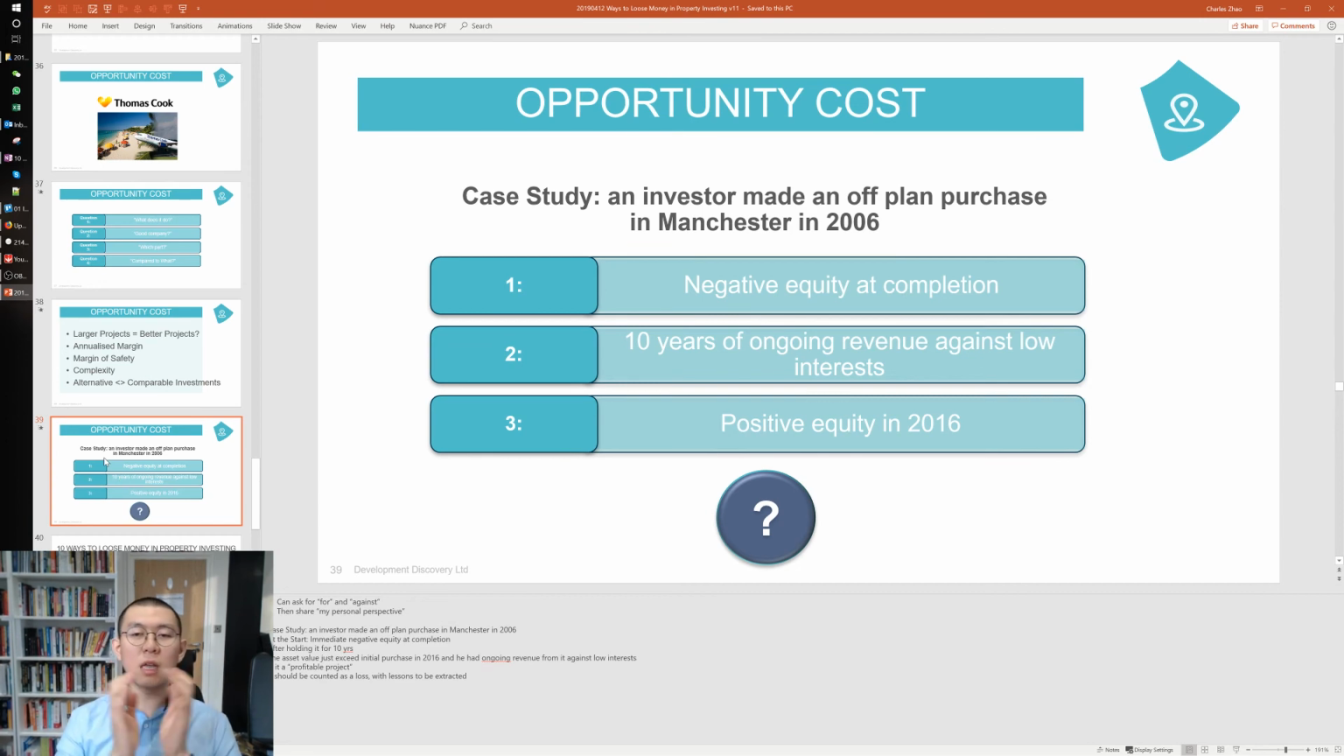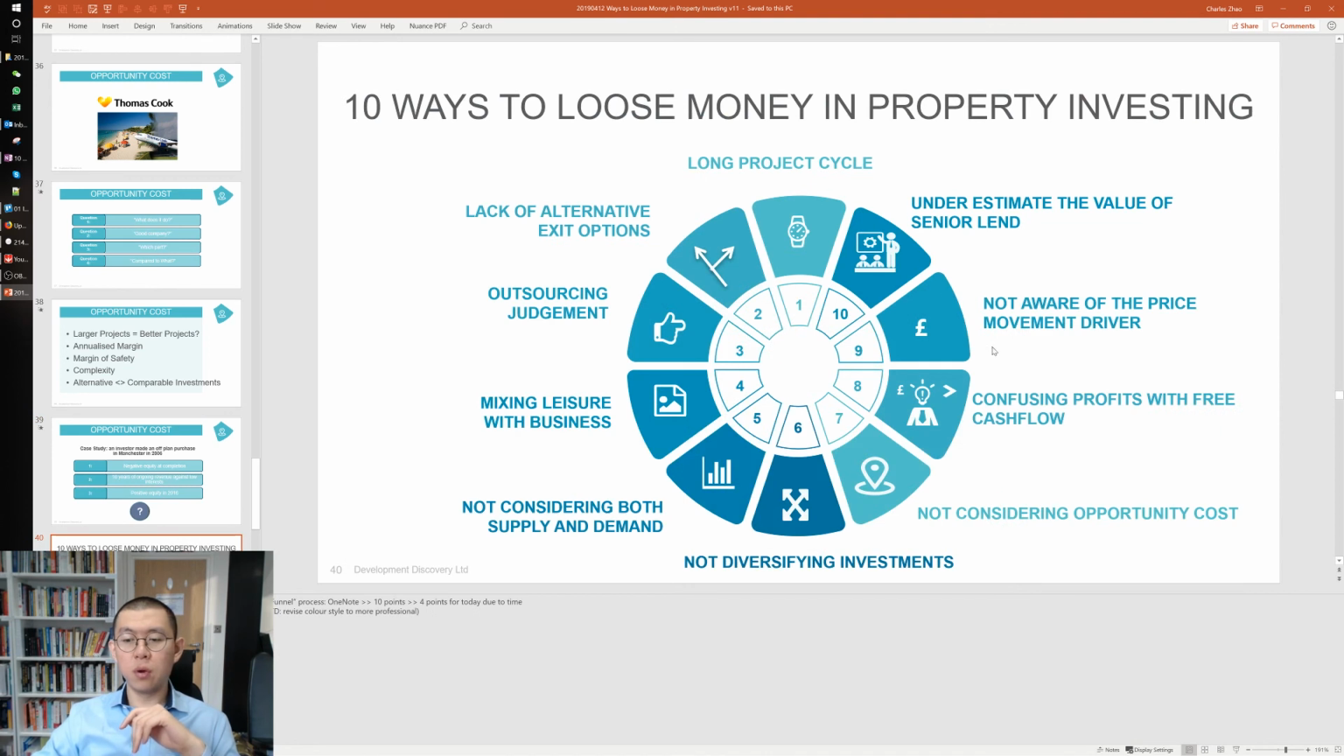Okay, so that's the second point on financial risks. Next time we will go through point number 3, which is profits versus cash flows.